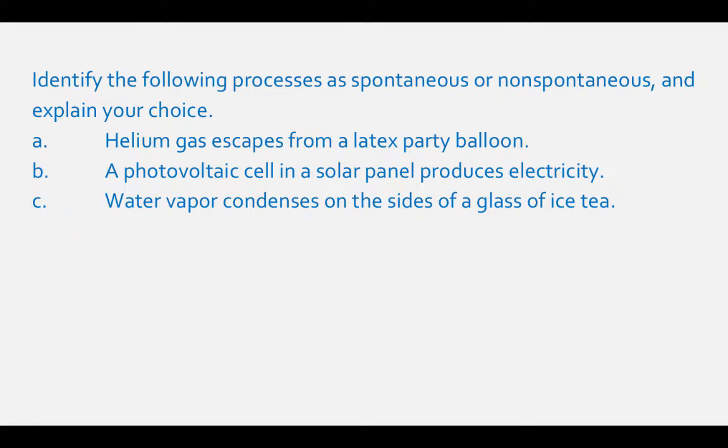Identify the following processes as spontaneous or non-spontaneous and explain your choice. A. Helium gas escapes from a latex party balloon. B. A photovoltaic cell in a solar panel produces electricity. C. Water vapor condenses on the sides of a glass of iced tea.